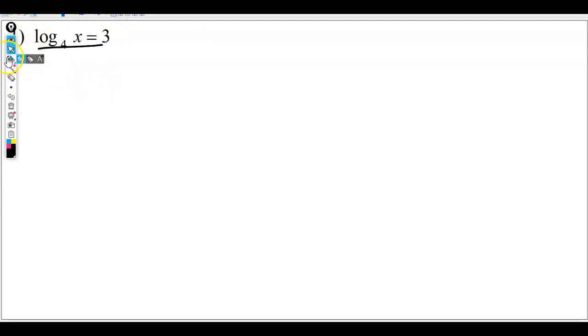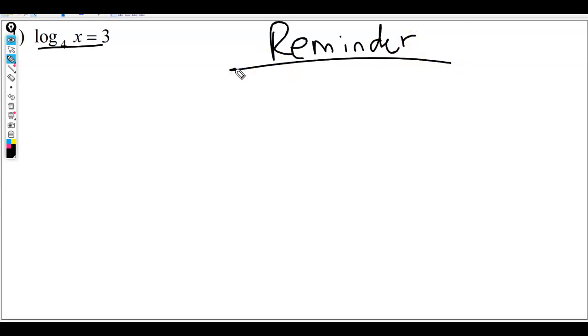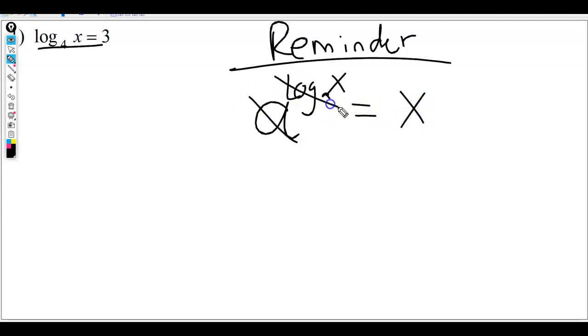Here to number 1. Now, before we start with number 1, I want to remind you guys of a property we talked about. So don't write this down yet. Let's write down a reminder first. Here's our reminder. Our reminder is that we had this property a while ago, right? A to the power of log base A of x equals x. Kind of like this and this cancel each other out, okay? We're going to use that rule to solve these equations.